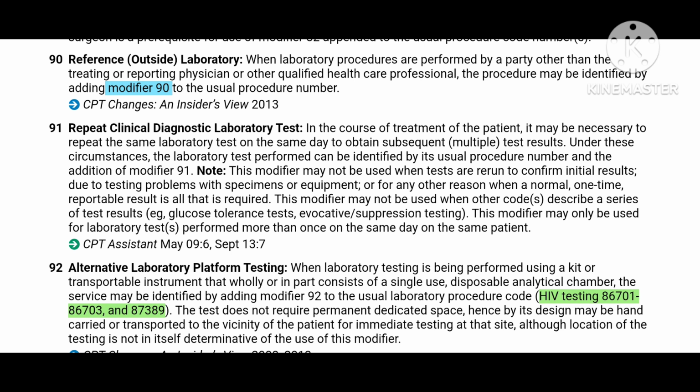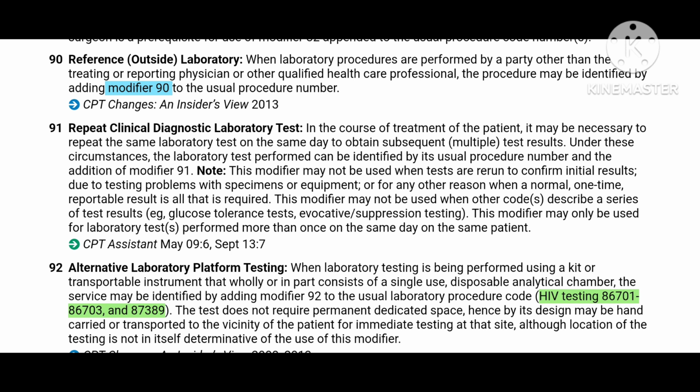But you are doing a repeat lab test. For example, in the morning I did some blood sugar test for the patient. It was very high. So in the evening I am repeating it. I just want to confirm whether it is the same blood sugar level or it is something wrong. So in such a case I am repeating it. I can use this modifier 91. So I am doing multiple tests on the same day. Then I can use modifier 91. So this will be used with pathology chapter codes.